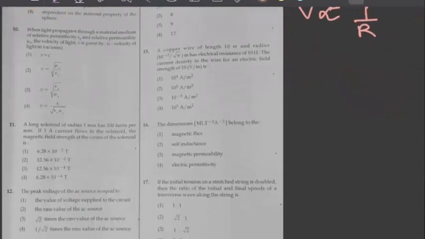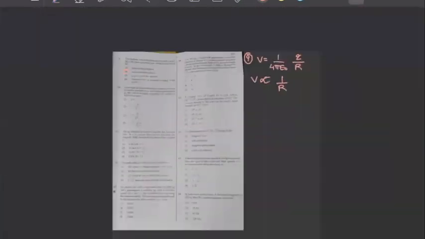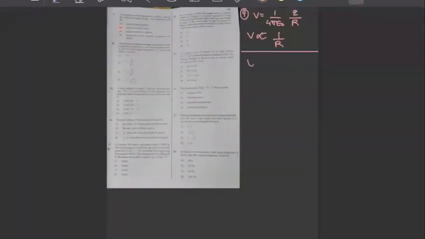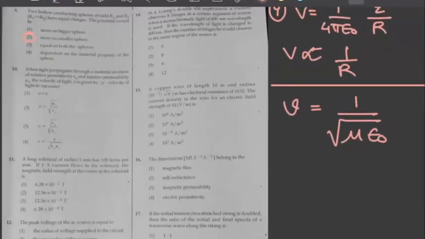Okay. When light propagates through a material medium of relative permittivity epsilon r and relative permeability mu r, the velocity v is given by what? So we have a direct formula, that is v is basically 1 upon root of mu epsilon. So not epsilon naught, it's epsilon. What they want is the answer in terms of c. There is c here, obviously it's not c.